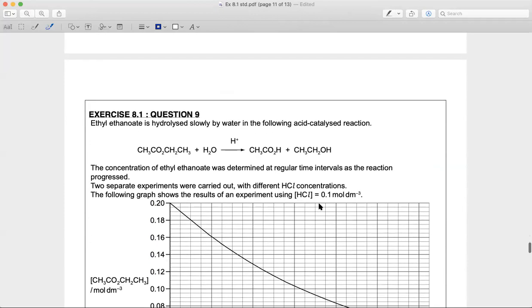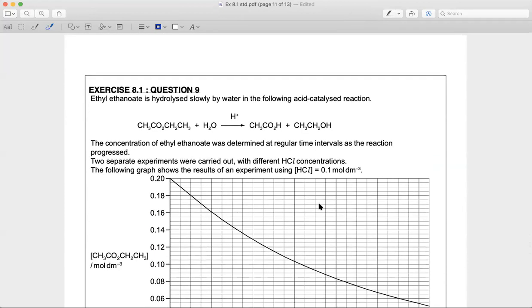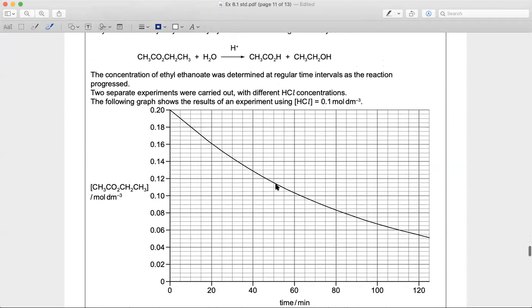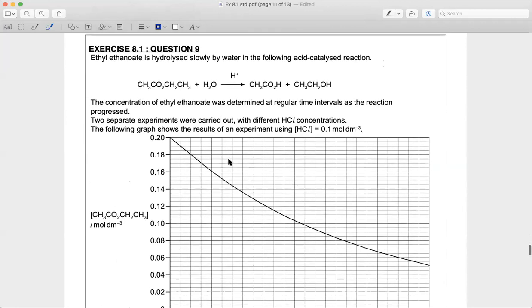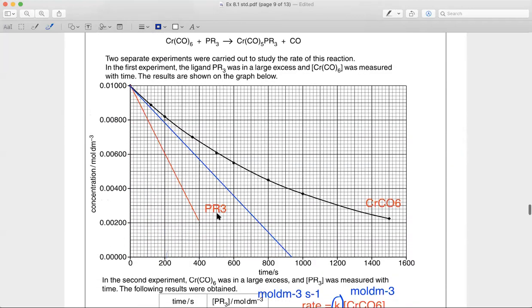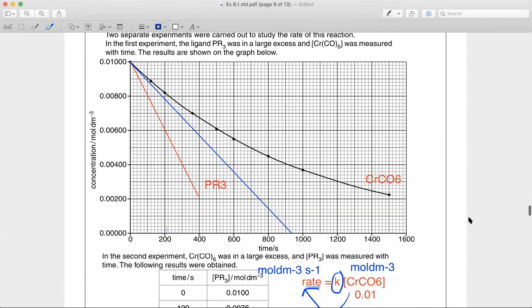Maybe I'll pick one question from the exercise that you did, because a lot of you are confused, especially about working out the order of one reactant and then the other reactant. For this one, it's easy because you can see that there are two different graphs. Any questions before we end the session? Is it clearer now?